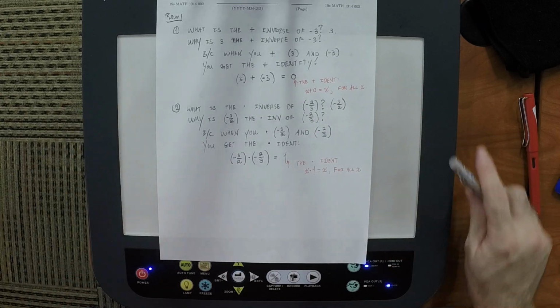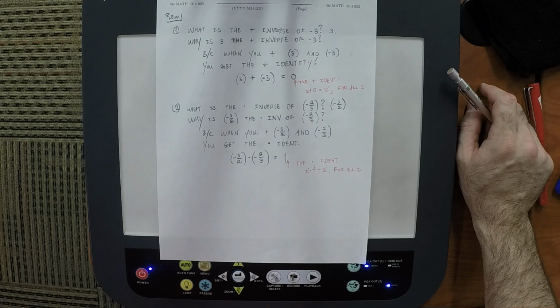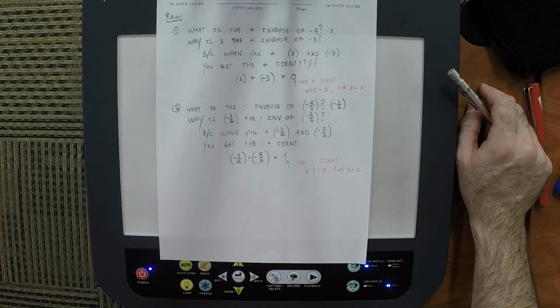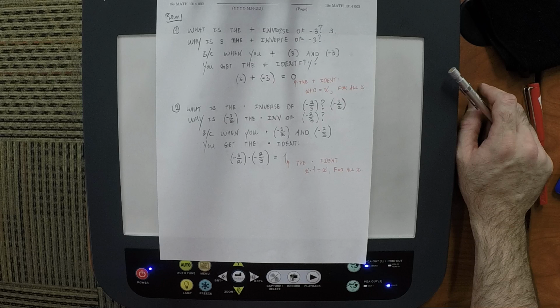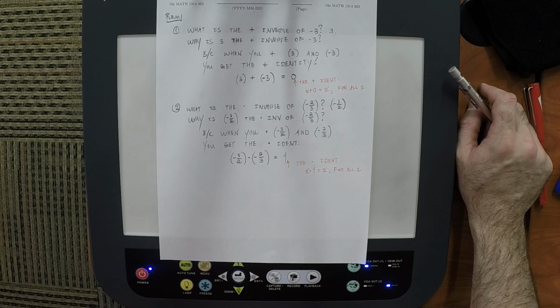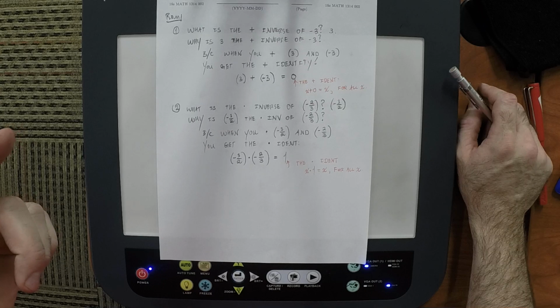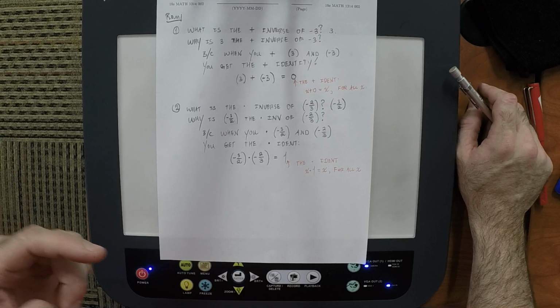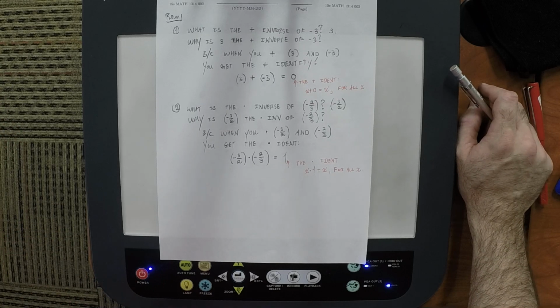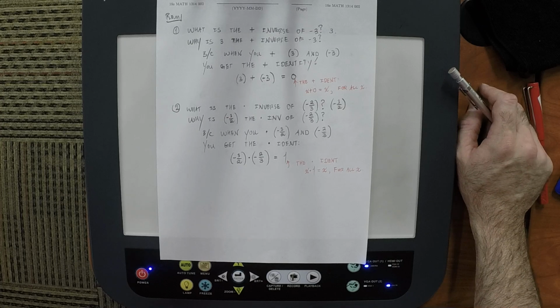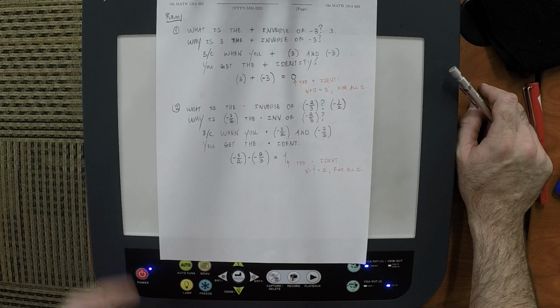So again, to make the word processor analogy, what is the undo button for multiplying by 7? Divide by 7, or if you like, multiply by 1/7. The undo button for multiplying by 13 over 14 is multiplying by 14 over 13, because that undoes it.